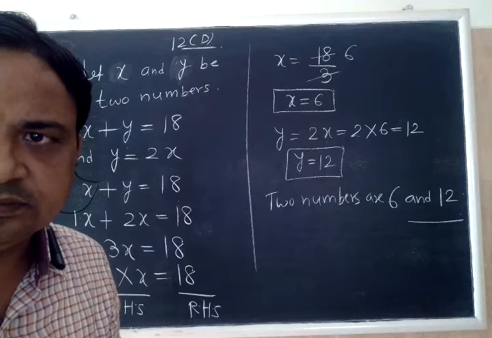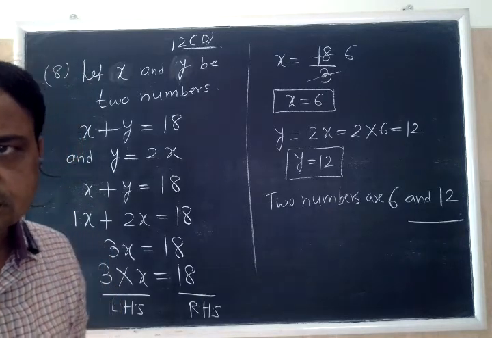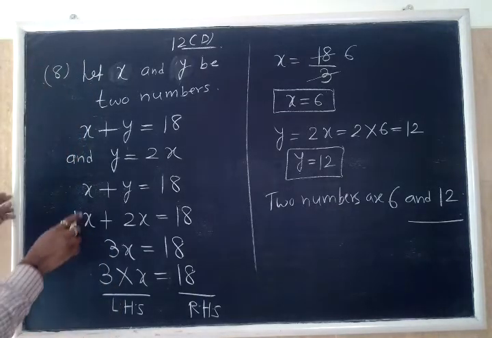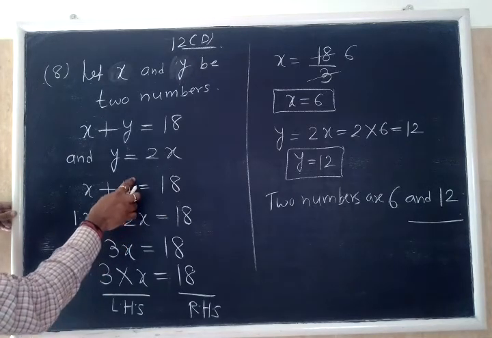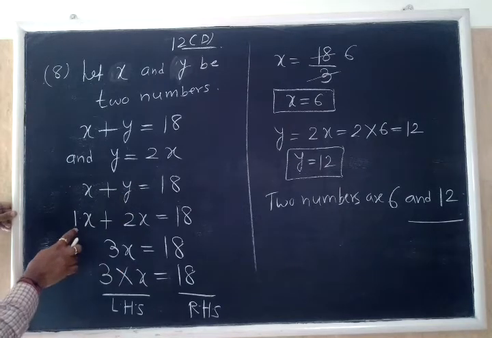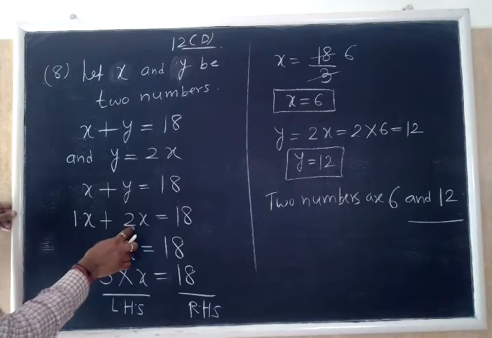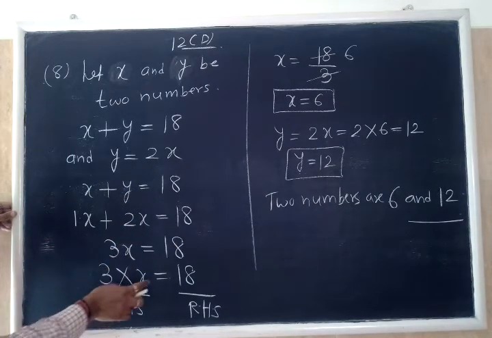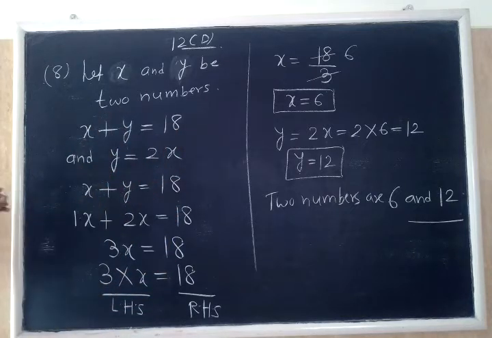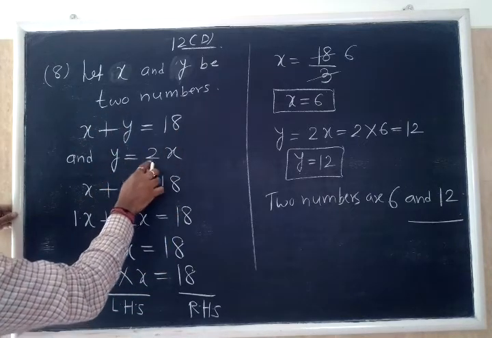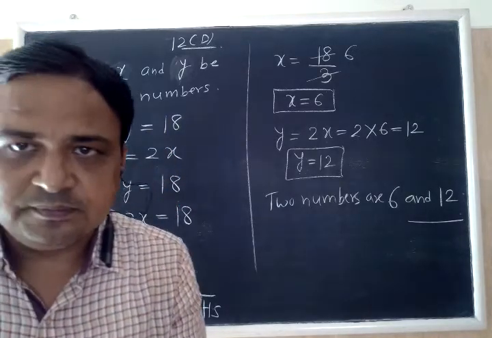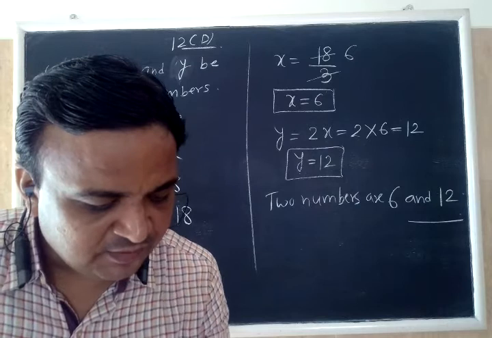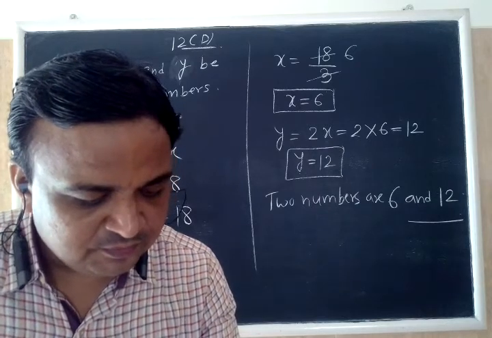One minute. Okay. So x plus y is equal to 18. What is y? Y is 2x. X means 1x. 1x plus 2x is 18. 3x is 18. X is 18 by 3, x is 6. So when x is 6, y is 2 times 6, that is 12. So the two numbers are 6 and 12. Yes, clear?